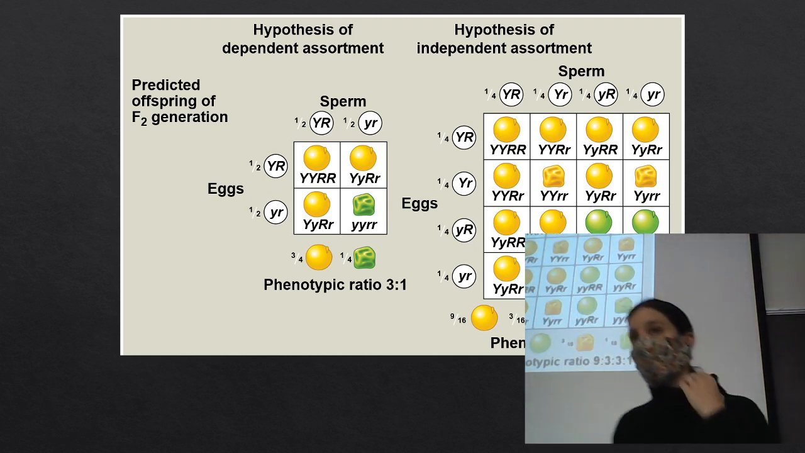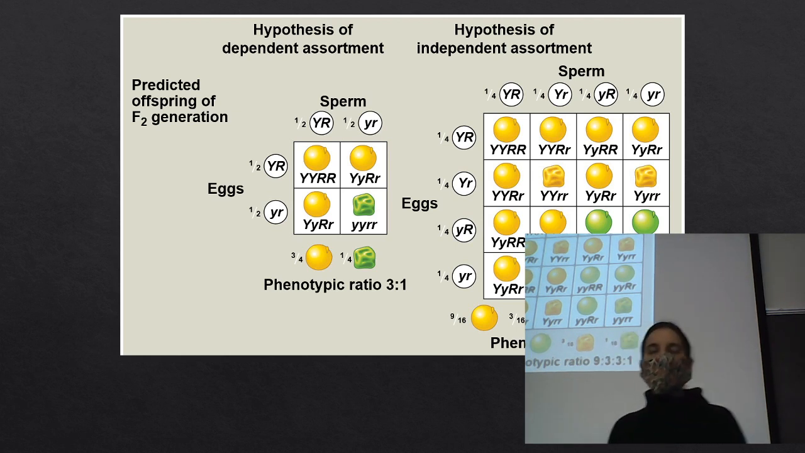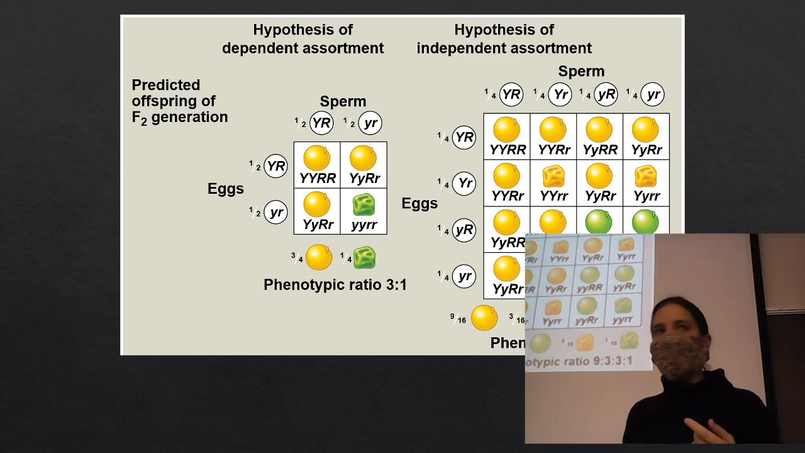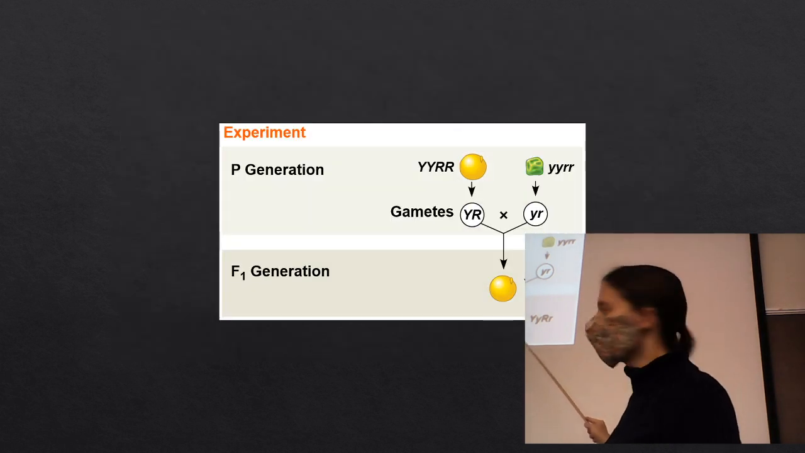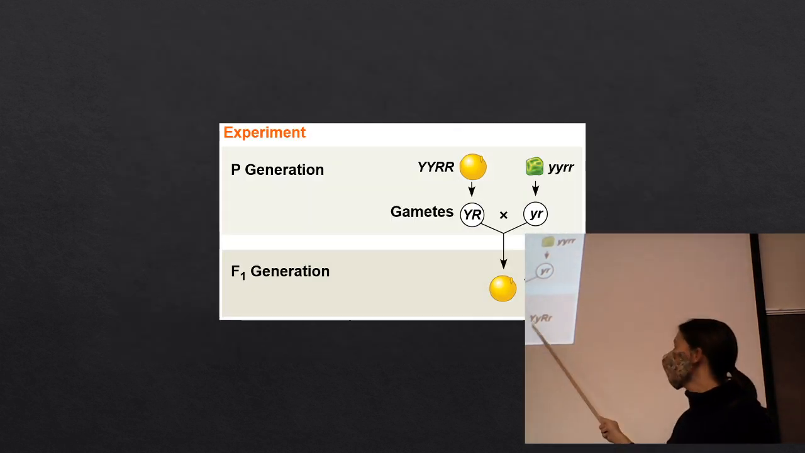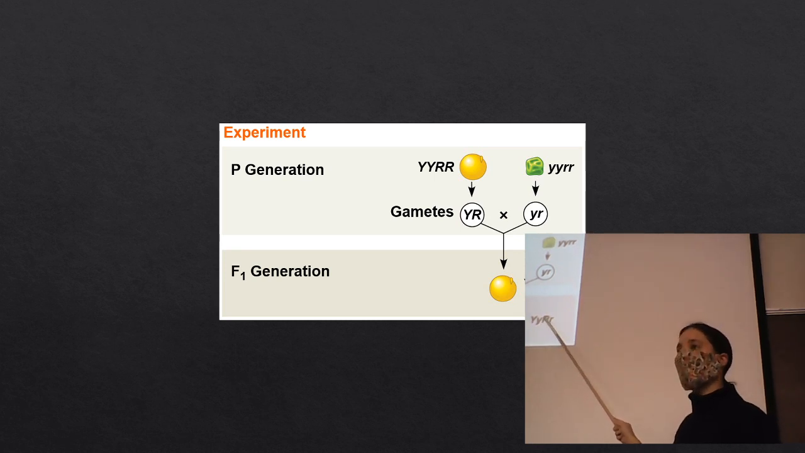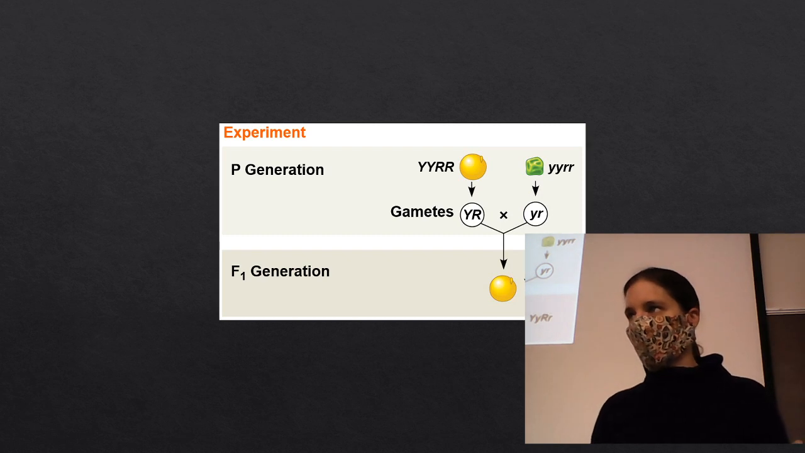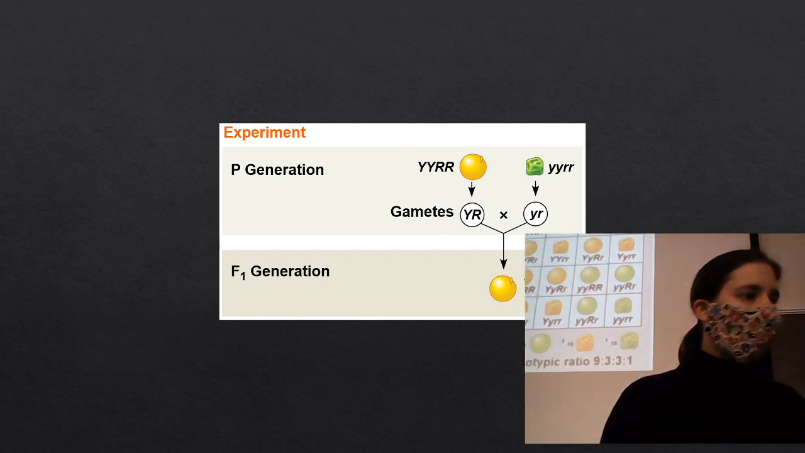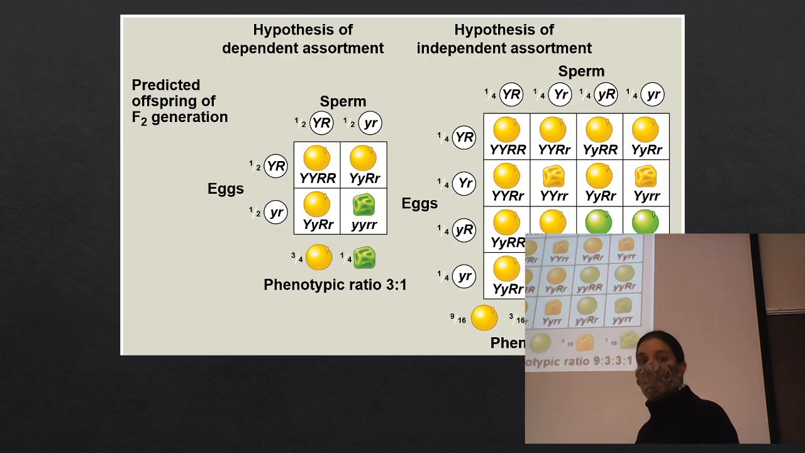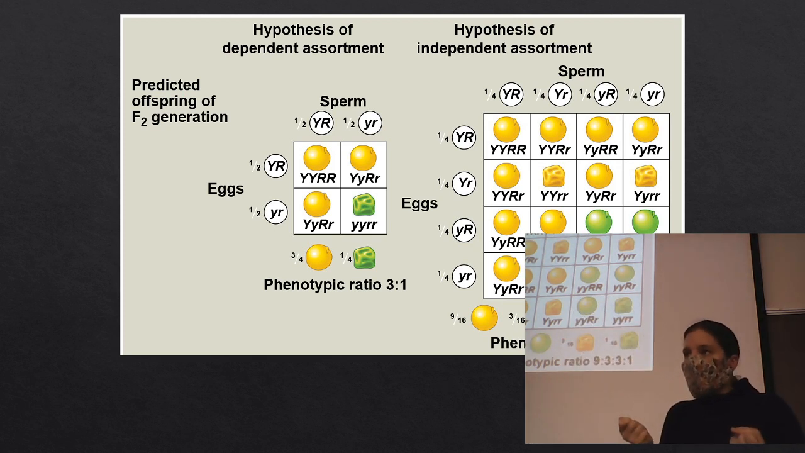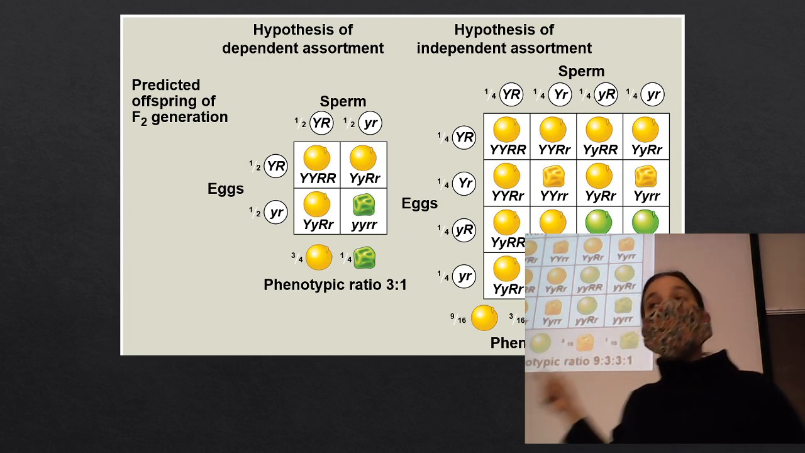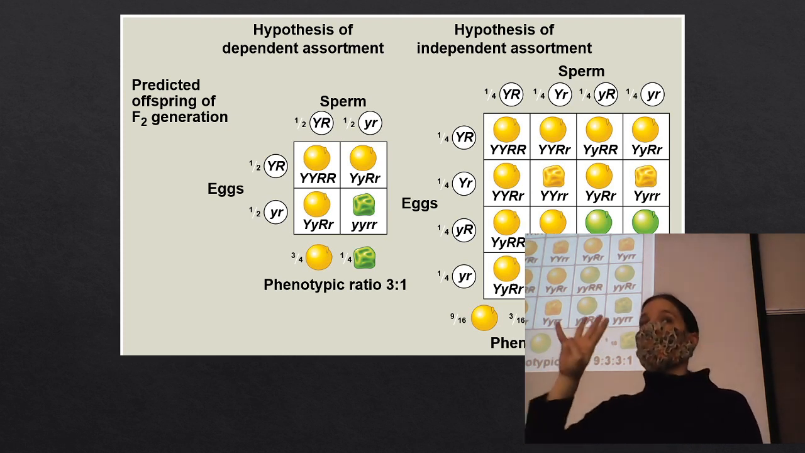The other hypothesis is the hypothesis of independent assortment. It's saying the dominant ones in this and last generation did travel together, but they don't have to travel together. So if I've got this organism that's heterozygous, in independent assortment it could either give this or this, and they're all equally likely. So you have a lot more options. In the dependent example, you have two options for the type of sperm or egg you can give. In independent assortment, you now have four options.